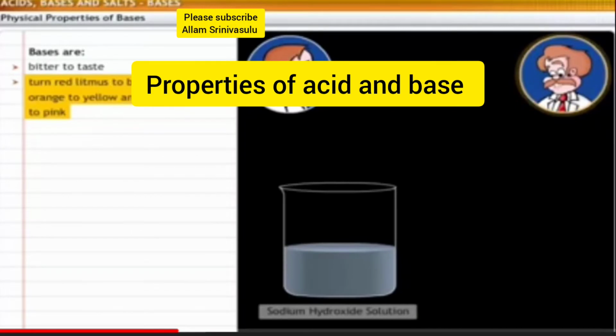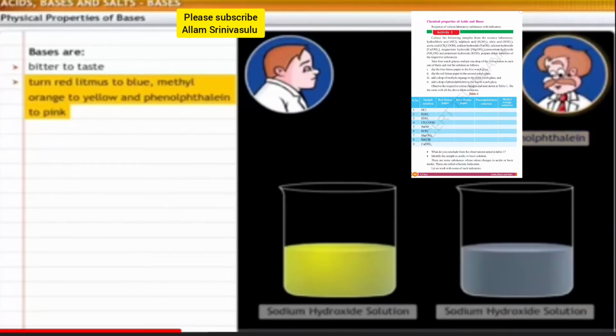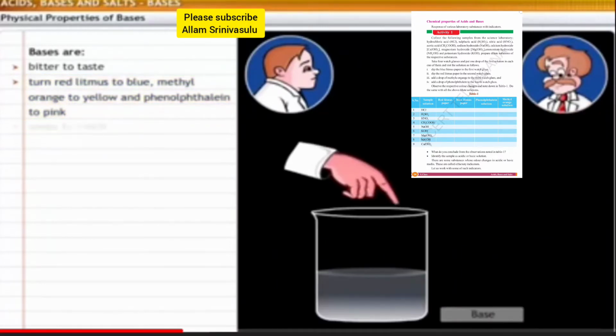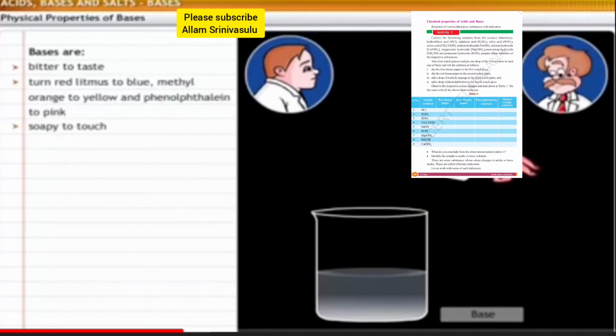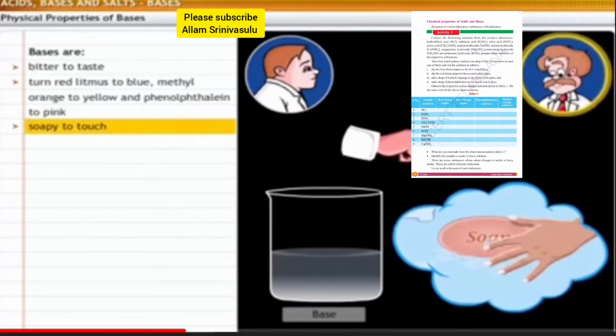Take sodium hydroxide solution in a beaker, pour a few drops of methyl orange, and the color appears yellow. Take a beaker, pour some sodium hydroxide in the beaker and add phenolphthalein solution, it turns pink. Now if we touch the sodium hydroxide, it is bitter and slippery, soapy, so we can identify it is basic in nature.